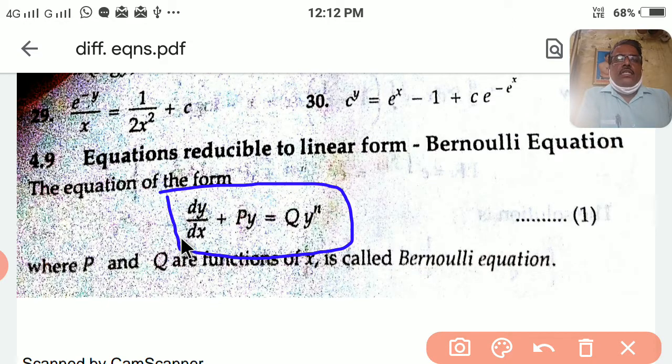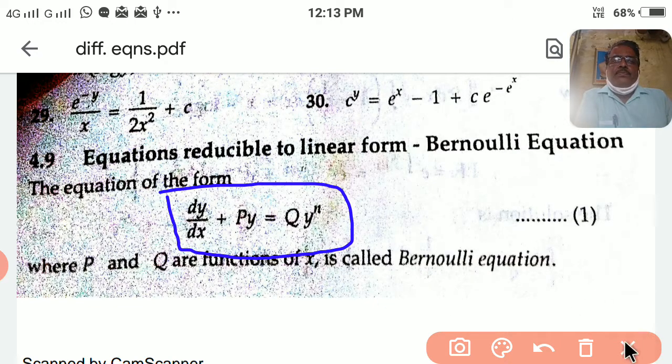Now in this case, to solve this type of equation, again here p and q are functions of x, and this equation is called the Bernoulli equation. That means it is of the form dy by dx plus py equal to q into y raised to n. Now to solve these equations, we divide this whole equation by y raised to n.